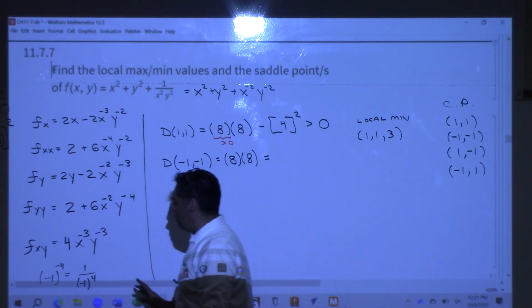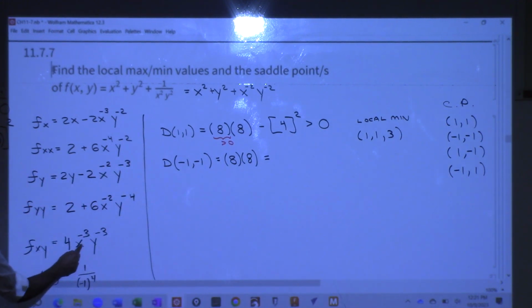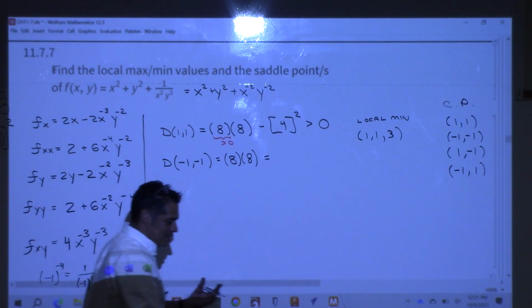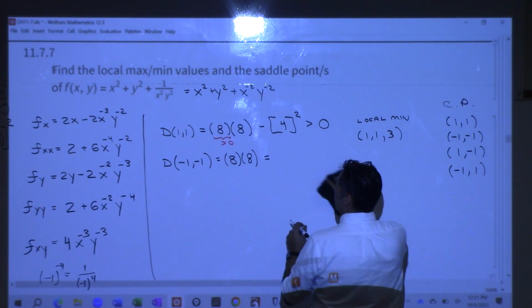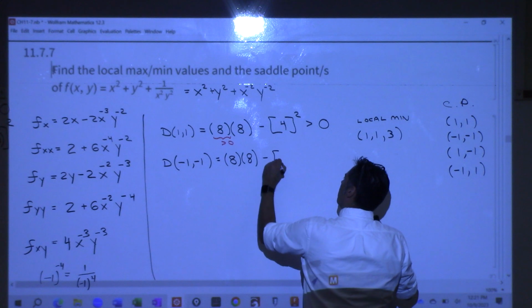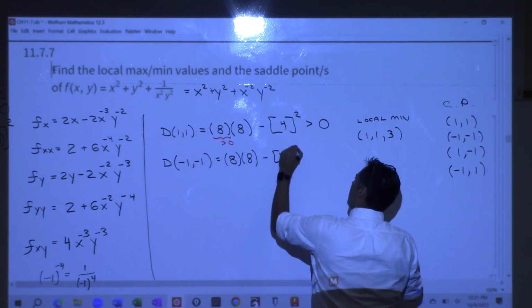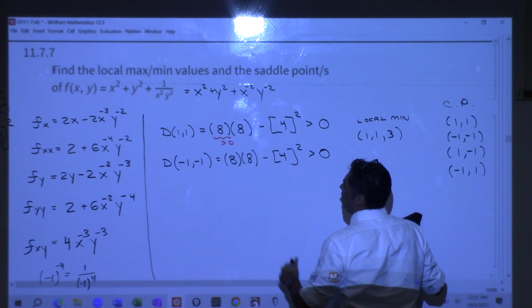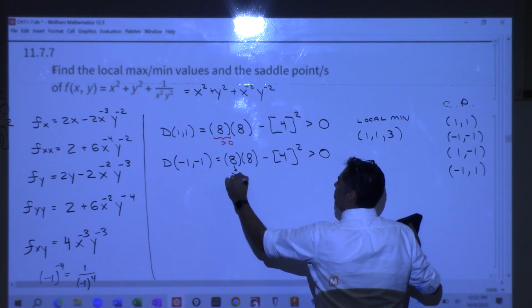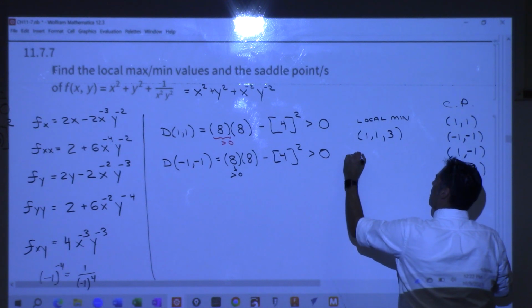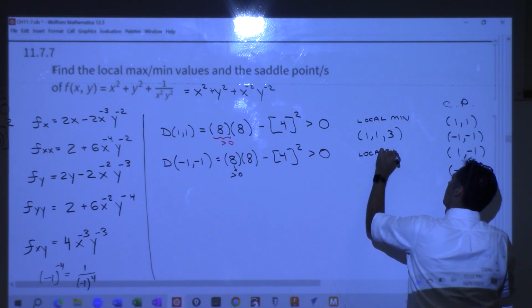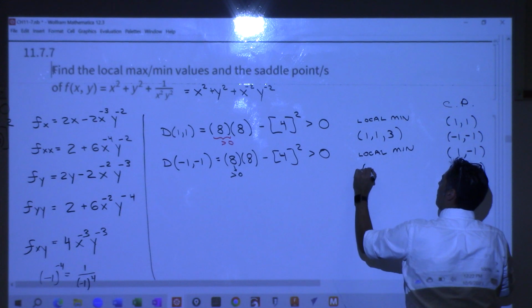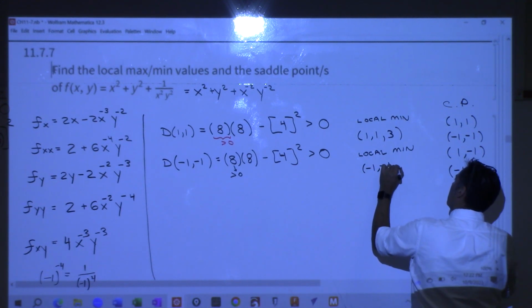This is a little different because what's negative 1 to the negative 3? It's still negative 1, but then we have another negative 1. So it's still positive 4. But we should note that it's 4 to the second. So still, it's positive here. And hey, isn't this still going to be a local min? And it's the same thing, right? But negative 1, negative 1, 3.